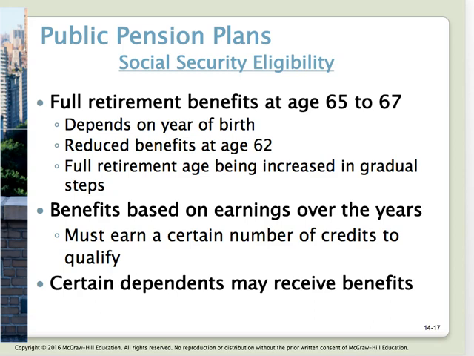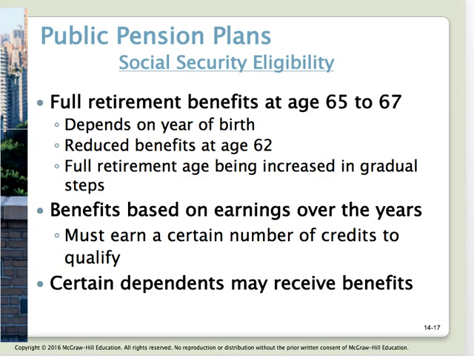Years of age. It's like 67 and 8 months, I think. So it does depend on your year of birth. You can take benefits as early as age 62, but when you do, those earnings are going to be less than what you would get if you waited until you were fully retired.